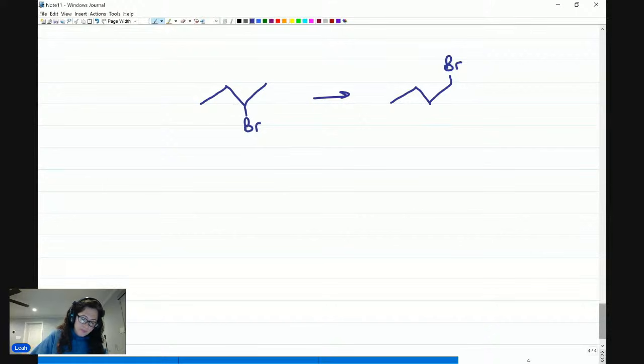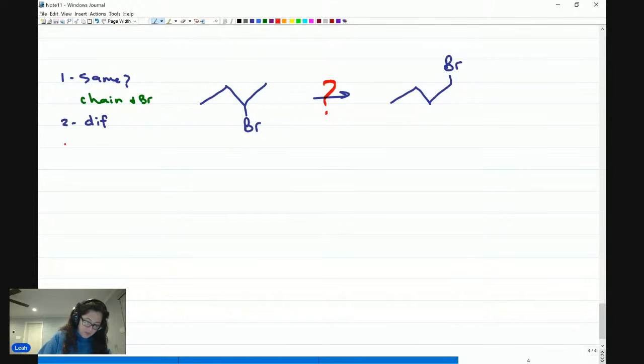All right, so for this problem right here, the first thing we're going to do is not start any kind of reaction. We're going to take a step back and ask the 2 questions anytime you have synthesis. What are those 2 questions? Question number 1, what is the same? And the same is my carbon chain and the fact that I have bromine. But question 2, what is different, is the fact that bromine moved. Bromine went from carbon 2 to carbon 1.